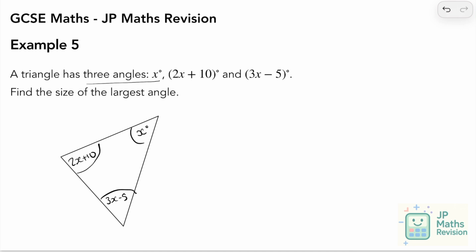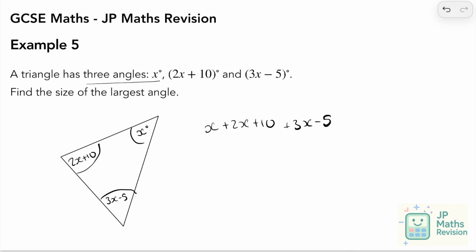It doesn't necessarily matter which one I've labelled which, but I just need to show a triangle with 3 angles of those sizes. So now we need to use what we know about angles inside triangles. I know that angles in a triangle add up to 180. So I'm going to add all of these 3 angles: x plus 2x plus 10 plus 3x minus 5.